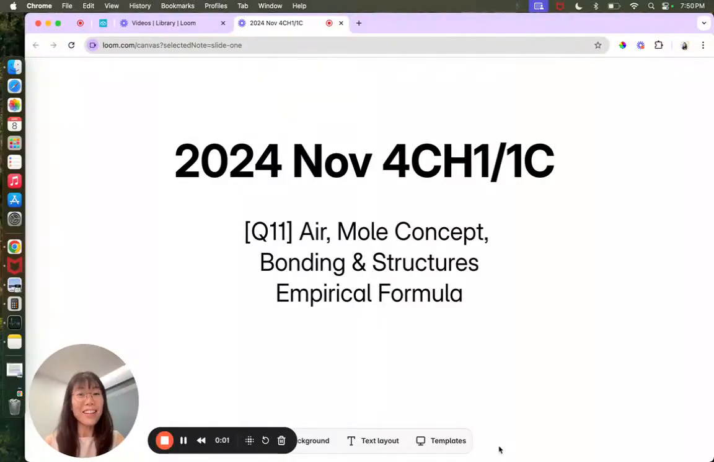We're looking at the very last question, and look at the mix of topics in here. Mole concept, bonding structure, and empirical formula. This is the last 15 marks. I kind of think that they're not sure what to say, they just dump everything together here. So are you ready for the last question? Let's dive in.